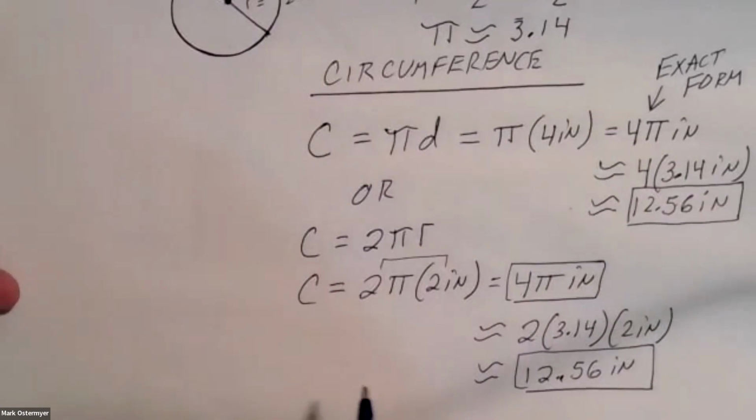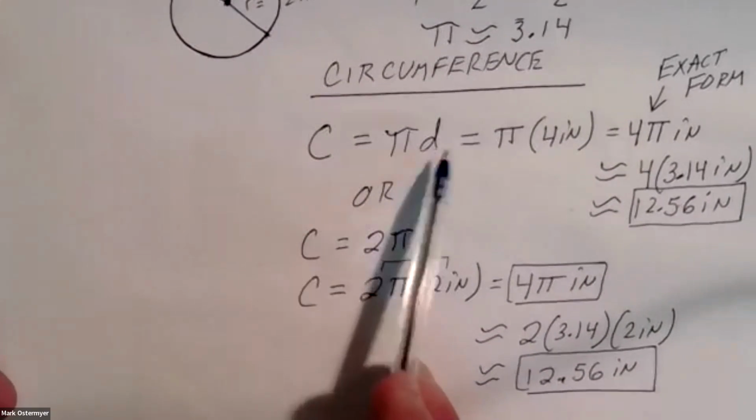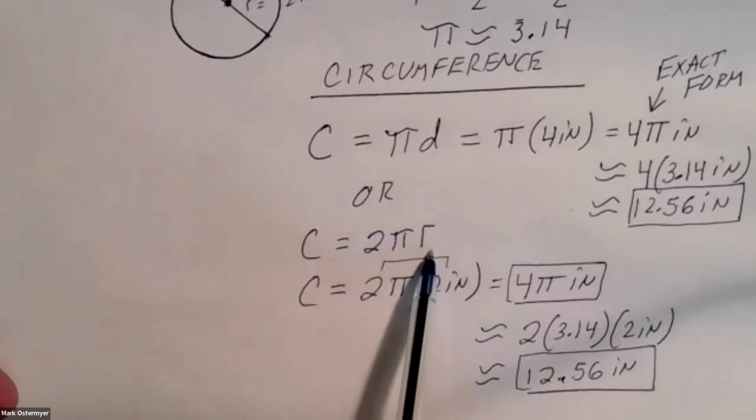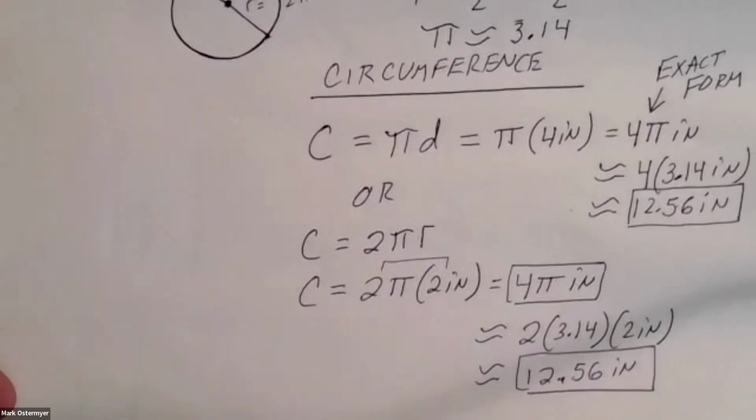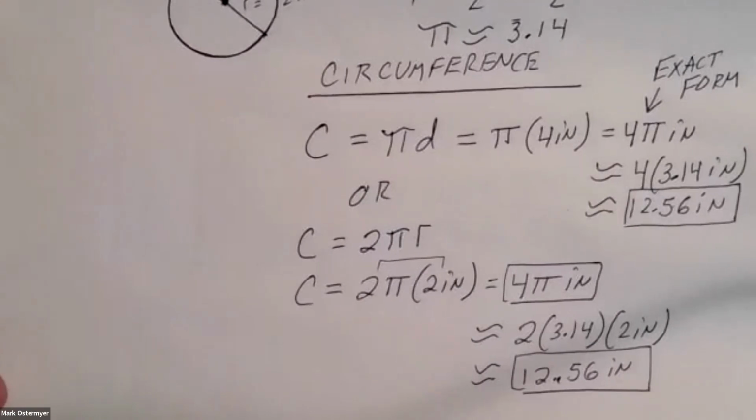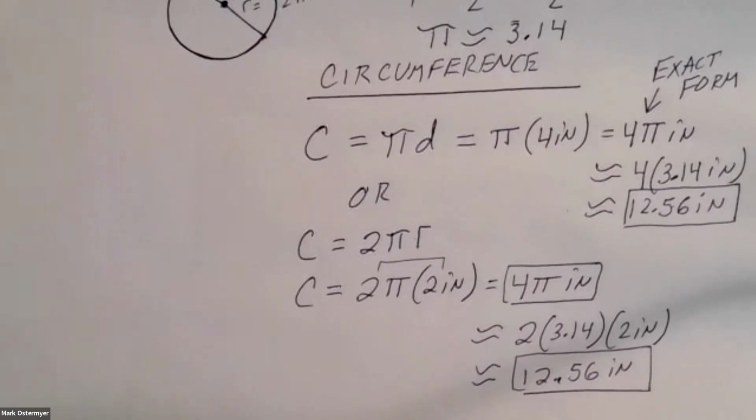So again, it does not matter which formula you use, whether you want to use the diameter, or you use this formula, you want to use the radius. Any questions how we computed the circumference of that circle, the distance around that circle?